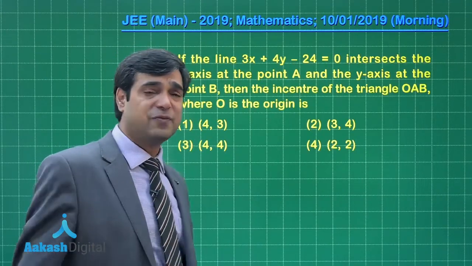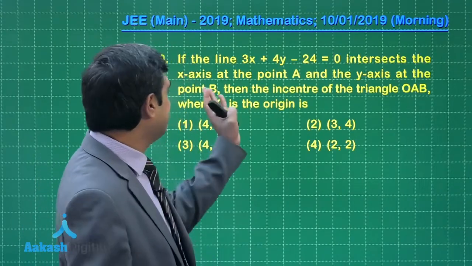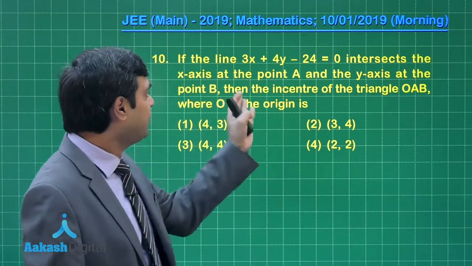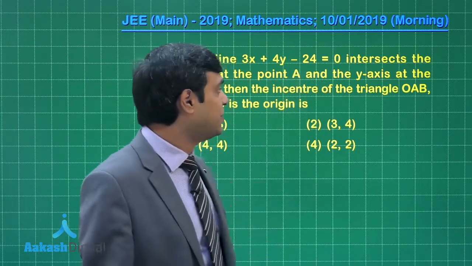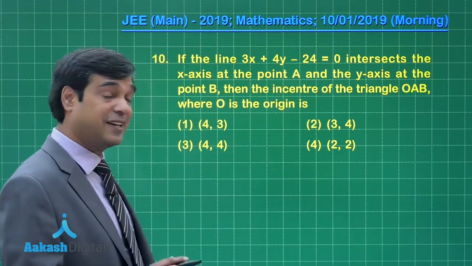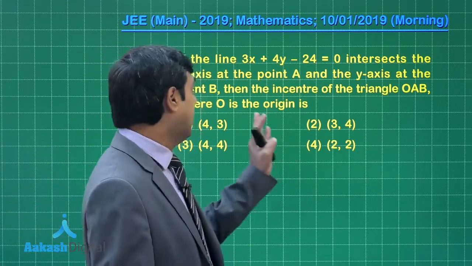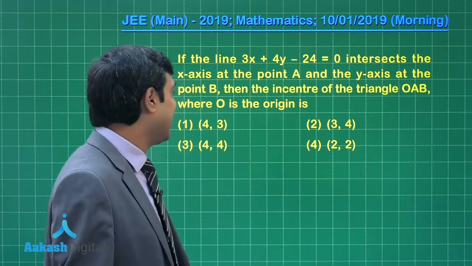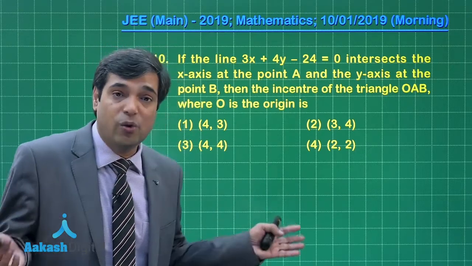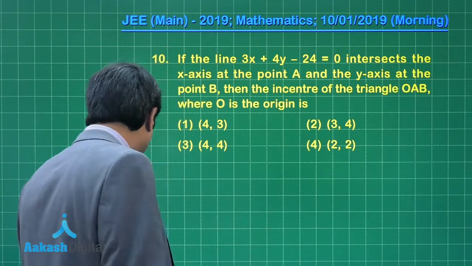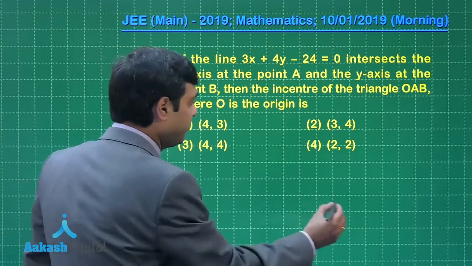Let's move on to the next question of this JEE Main 2019 paper. It says, if the line 3x + 4y - 24 = 0 intersects the x-axis at a point A and y-axis at another point, say B, then the incenter of the triangle AOB is, where O is origin. A simple question from geometry. So let's plan geometry first.